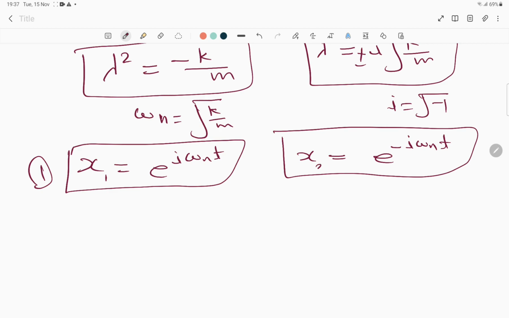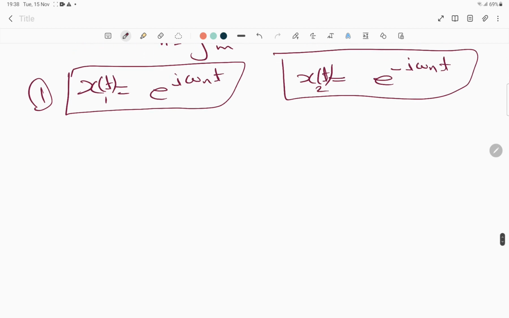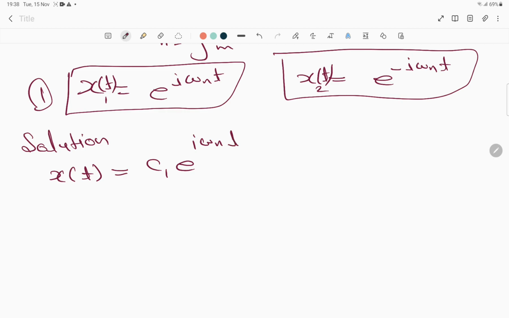Let me write it x1, let me write it x2. Let me say over here that x is always a function of t. I'm just not writing it again and again, but actually it is always a function of t. So if you want to write a general solution, because both the solutions are going to satisfy the equation, then any linear combination of these also will satisfy the equation. So the general solution I can write, x of t, will be nothing but c1, that is a linear combination of this x1, plus c2 e power minus i omega n t.